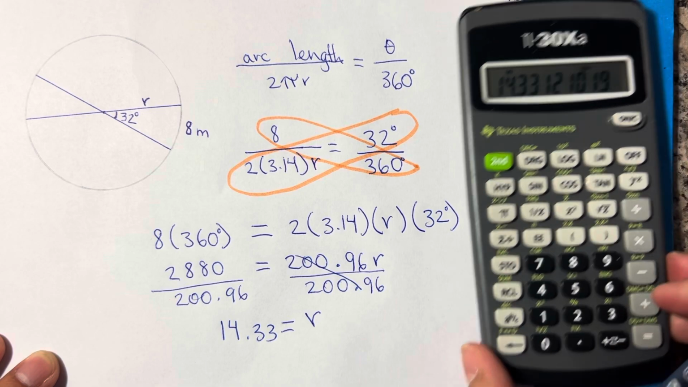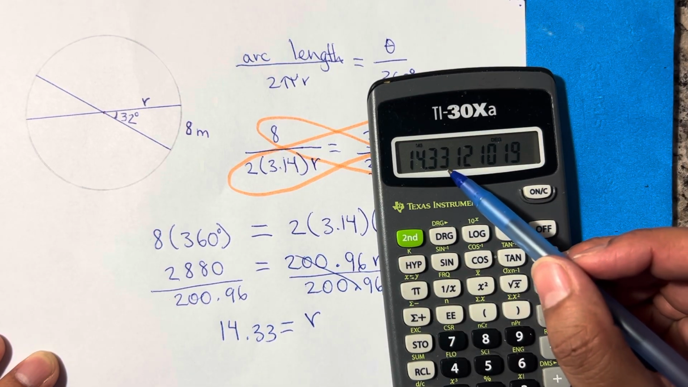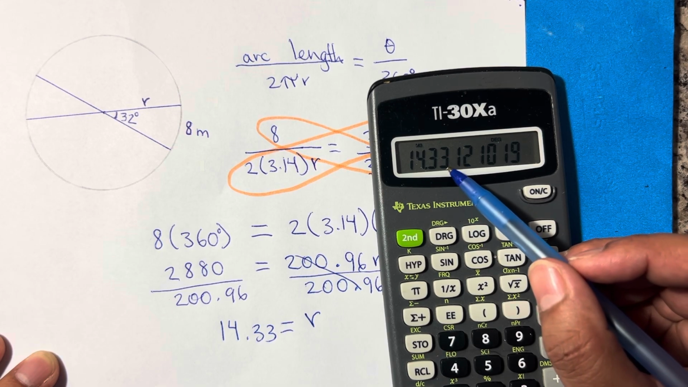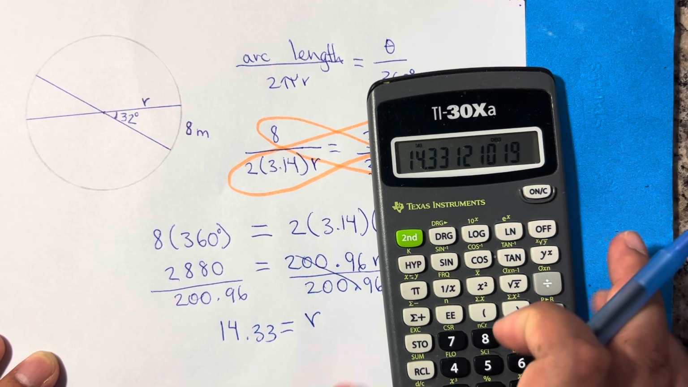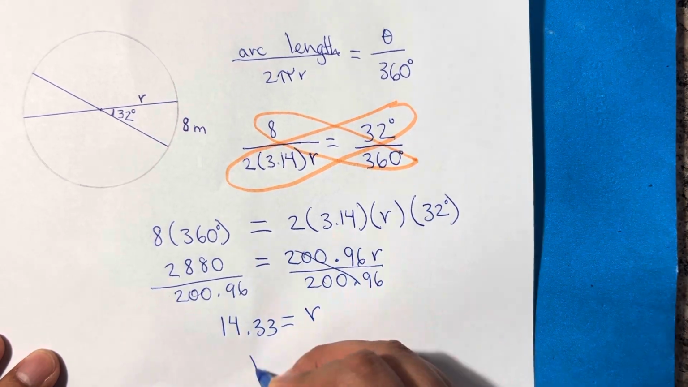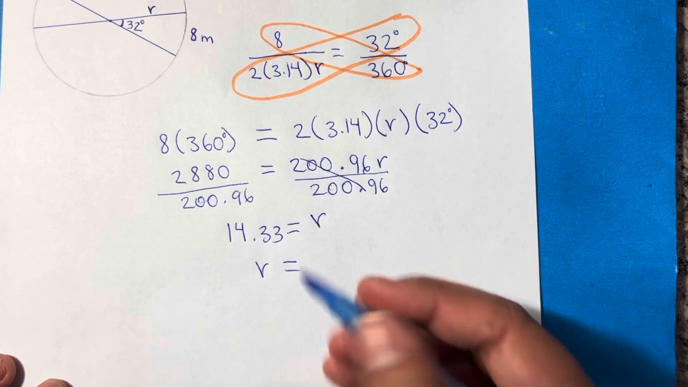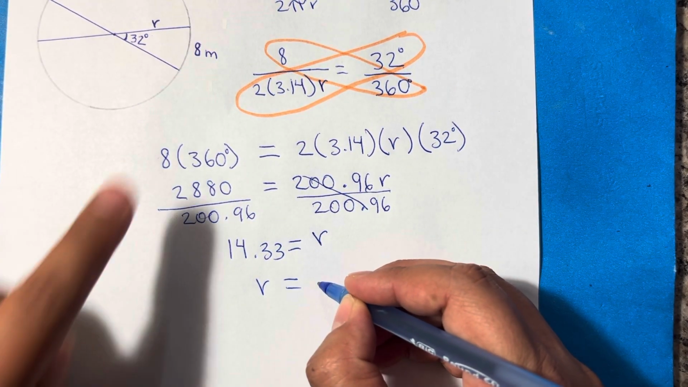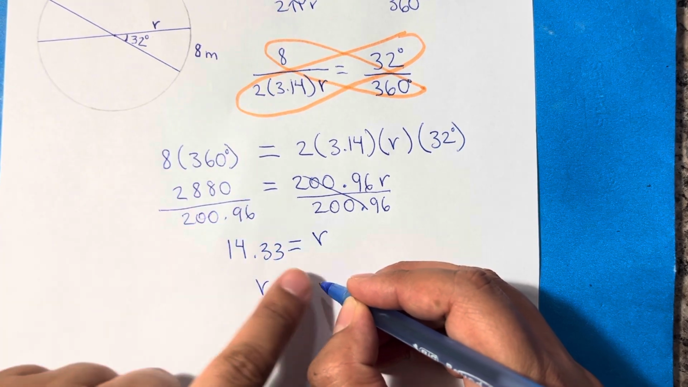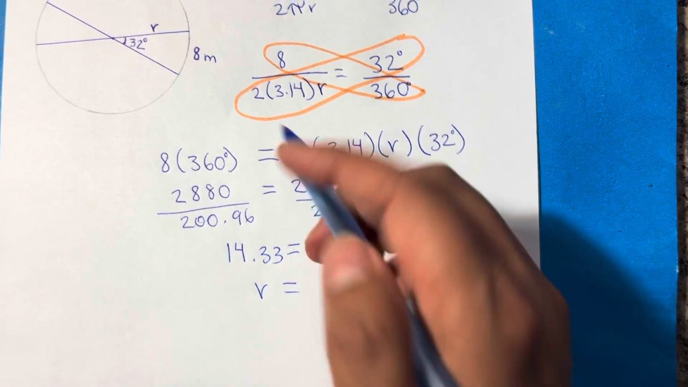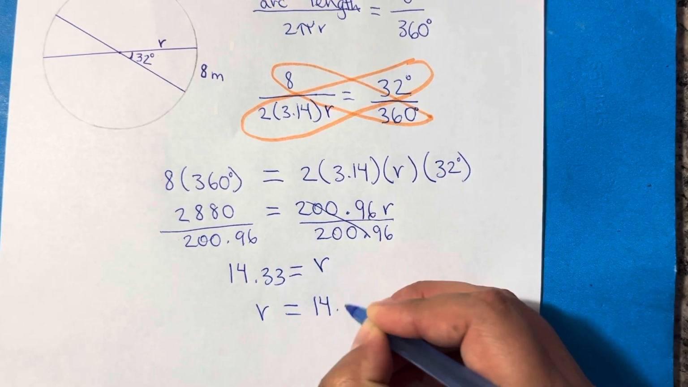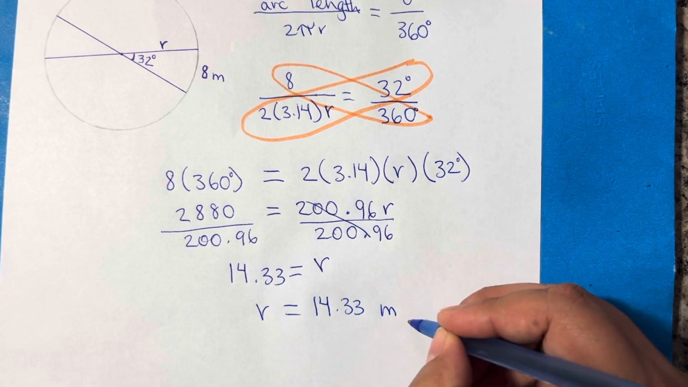14.33. Notice how in here I do not give 1 extra to the hundredths because this is a 1. If it's 4, 3, 2, 1, or 0, we don't change the hundredths place. And so because this is the radius, this measurement is going to be in meters. If this was inches or feet, that's the measurement for both the arc and also for the radius. So 14.33 meters.